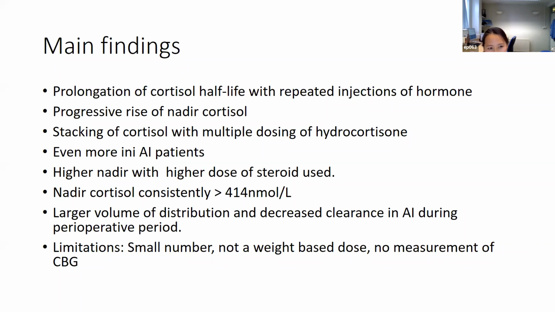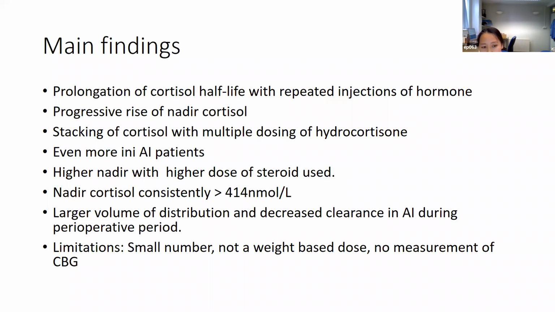And the main findings basically are that there's a prolongation of cortisol half-life with repeated injections of the hormone, and that there's a progressive rise of the nadir cortisol. If you keep giving more cortisol, there appears to be a stacking of the cortisol with multiple dosing. And that is even more obvious in adrenal insufficient patients. The nadir cortisol is consistently above 414, which is probably adequate to cover the stress response. They could not explain why there's a larger volume of distribution and decreased clearance in people with adrenal insufficiency during the perioperative period.